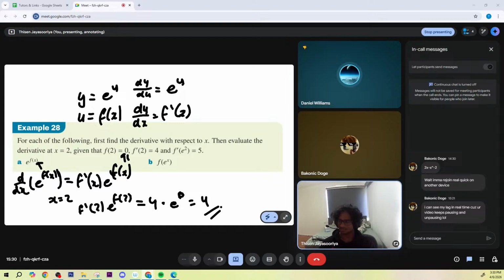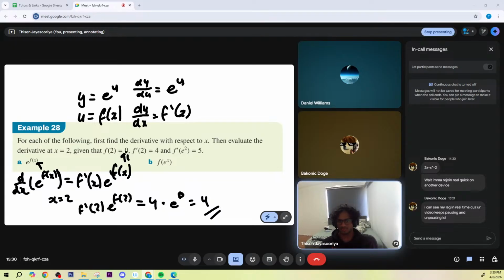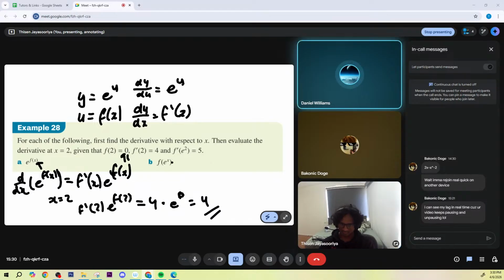You okay, Daniel? Wait, I looked at it again and then I got confused. How do you get the e to the power of 0 again? Because it tells me that f of 2 equals 0. So f of 2, I'm just substituting 0. Oh, so f of 2 equals 0, which means, yeah. Okay, I get it now.